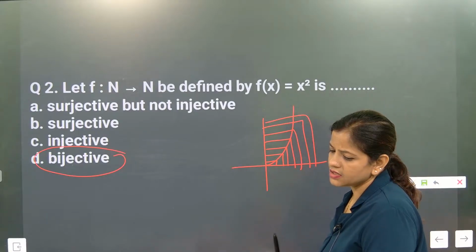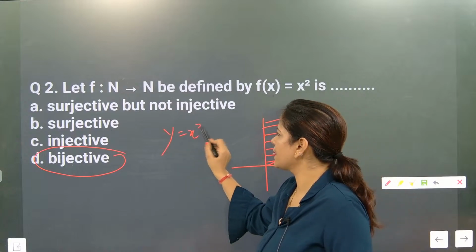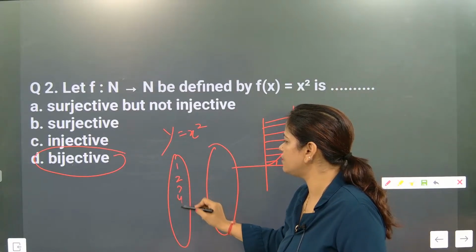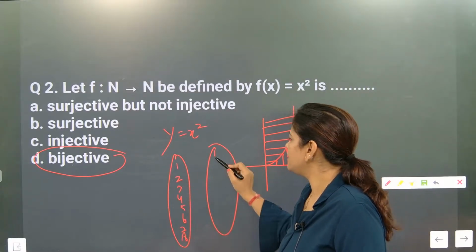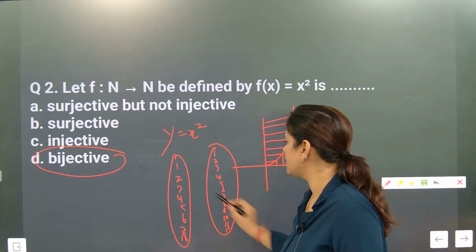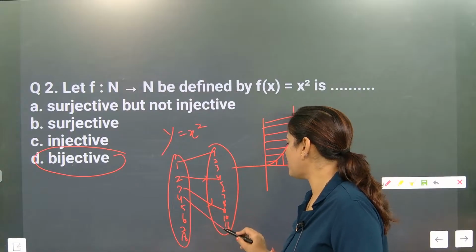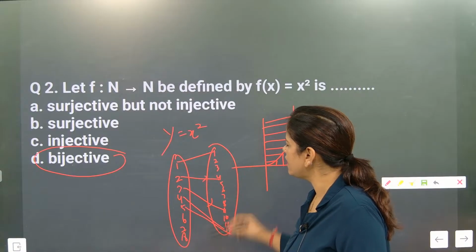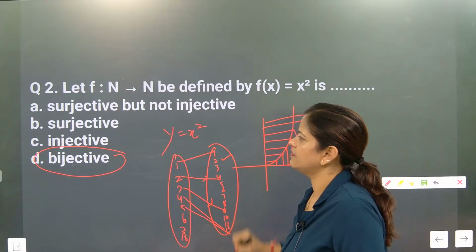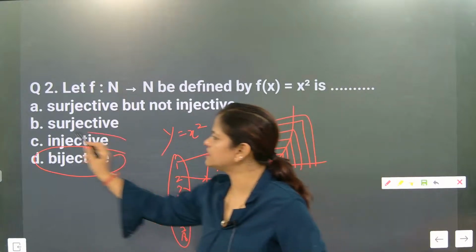No, the correct answer is not this one. You check here, y = x² is there. Now check nicely. This is the set of natural numbers 1 2 3 4 5 6 7 8, and this is 1 2 3 4 5 6 7 8 9 10 11 12. 1 will map with 1, 2 will map with 4, 3 will map with 9, 4 will map with 16, 5 will map with 25. So only square numbers are going to be mapped. So it is not surjective, it is only going to be injective. So injective is the correct answer.